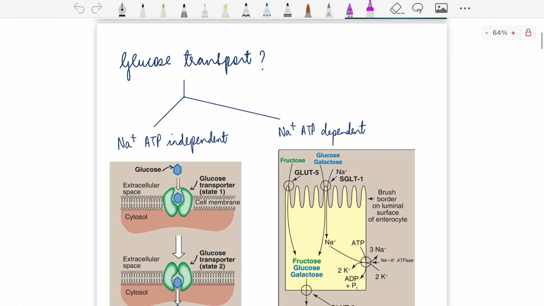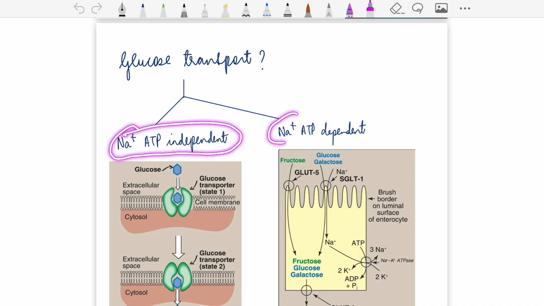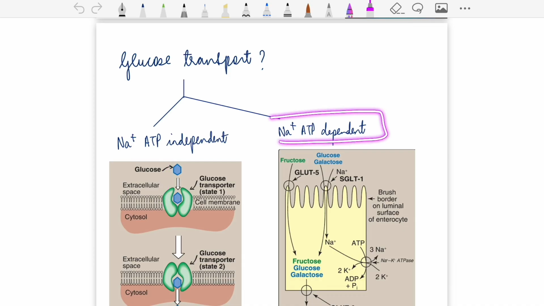Glucose is transported via two methods. One is sodium independent and another is sodium dependent. What do we mean by sodium independent? It means that for the glucose to come into the cell, it does not require the help of sodium. And for the one on which it is dependent, it requires the help of sodium.